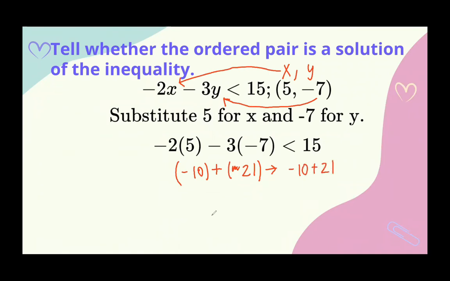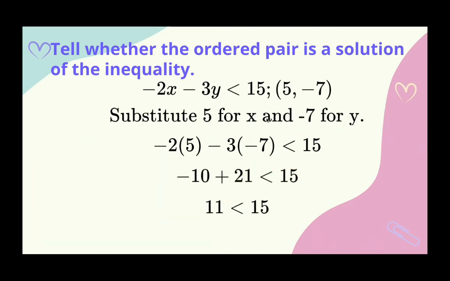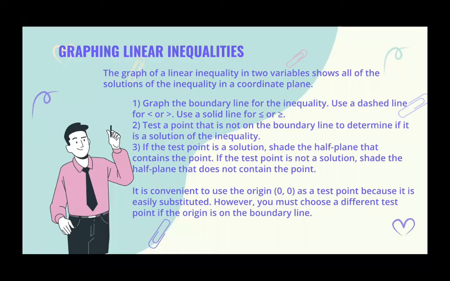And negative 10 plus 21 would just be positive 11, and your final inequality would be 11 is less than 15. Now that you have simplified your inequality, you can just evaluate whether it is true or not. We know that 11 is less than 15, so therefore our ordered pair is a solution.